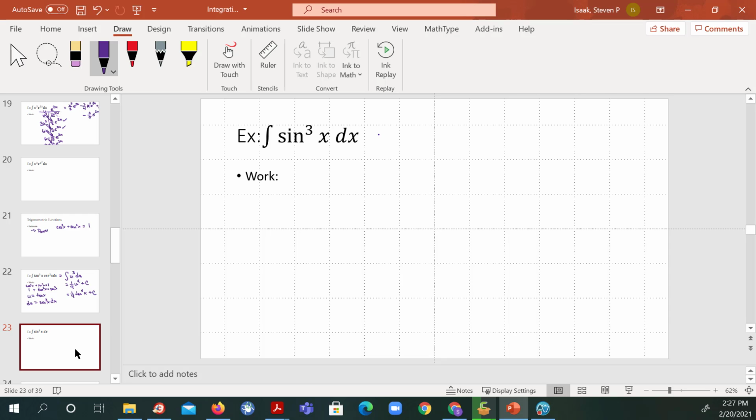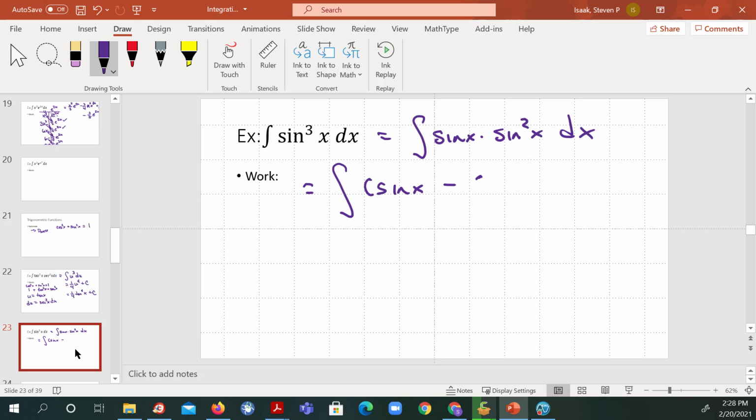Oh, so I'm going to rewrite this as the sine of x times the sine squared of x dx. However, the sine squared is 1 minus the cosine squared, so I skipped a step and did that in my head. This one you should be able to do. Right? So what do you take the derivative of to get sine? Minus the cosine of x.